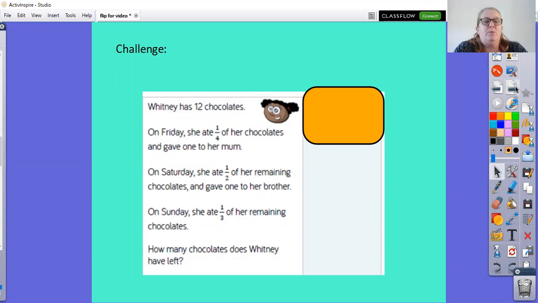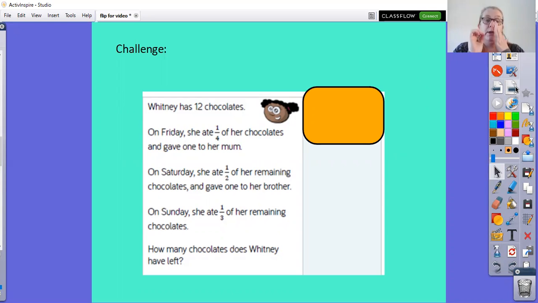So in the challenge, it says Whitney has 12 chocolates. On Friday, she ate 1/4 of her chocolates and gave 1 to her mum. On Saturday, she ate 1/2 of her remaining chocolates and gave 1 to her brother. On Sunday, she ate 1/3 of her remaining chocolates. How many chocolates does Whitney have left? Now, this sounds complicated. It's about being systematic. You've got to do it a step at a time.